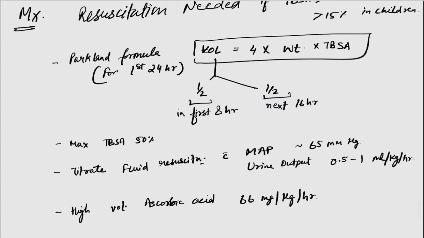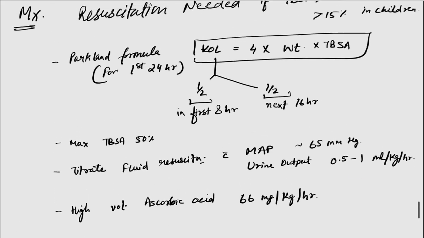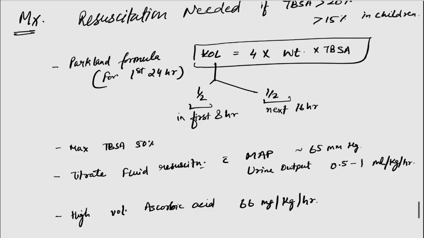For using this formula, we can use the maximum TBSA as 50%. After that, even if the burn is 70%, we calculate it as 50%. This Parkland formula is not absolute. All we have to do is titrate the fluid and continuously check mean arterial pressure, which we have to maintain at about 65 mmHg, and urine output at 0.5 to 1 ml per kg per hour.